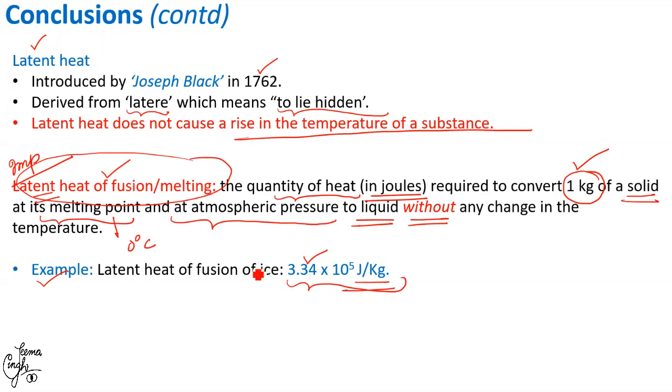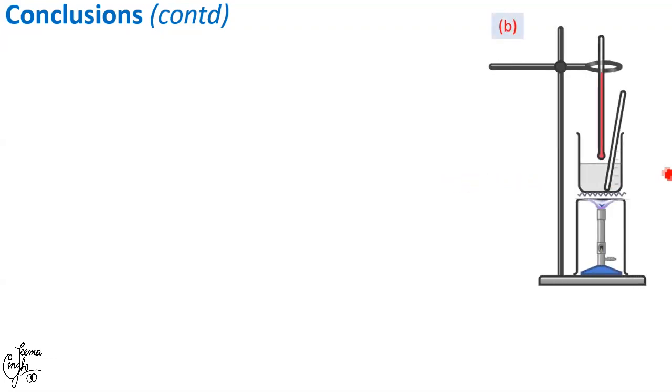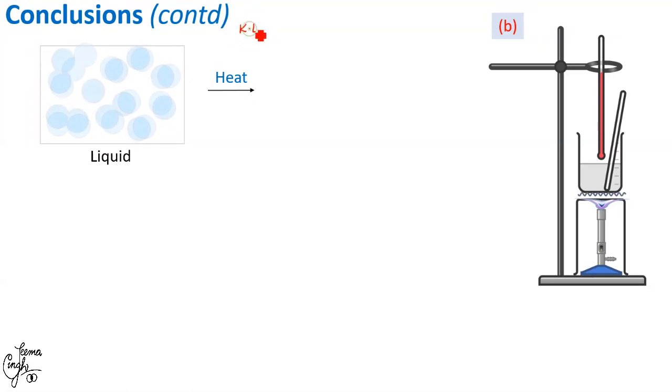Let us now move on to the conclusion derived from the second part of the activity. When all the ice has melted to water, then the heat energy which is supplied to water is again used to increase the kinetic energy of the particles. And when the kinetic energy of the particles increases, what is going to increase? The temperature is going to increase. And this is what you observe when all the ice has melted. The temperature starts rising again until it reaches 100 degrees Celsius in case of water.